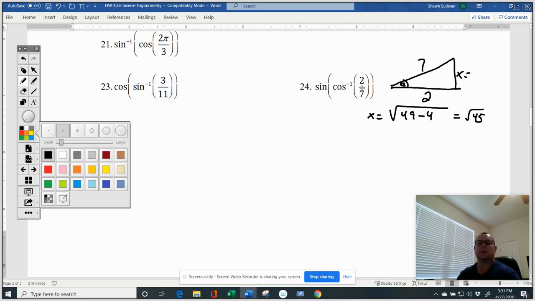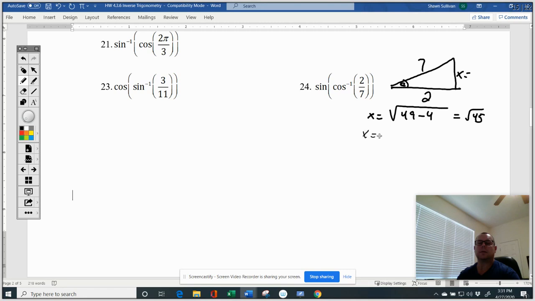That's going to simplify as 3 square roots of 5. So now sine of this angle theta, sine of theta would be 3 square roots of 5 over 7. And that's our final answer.